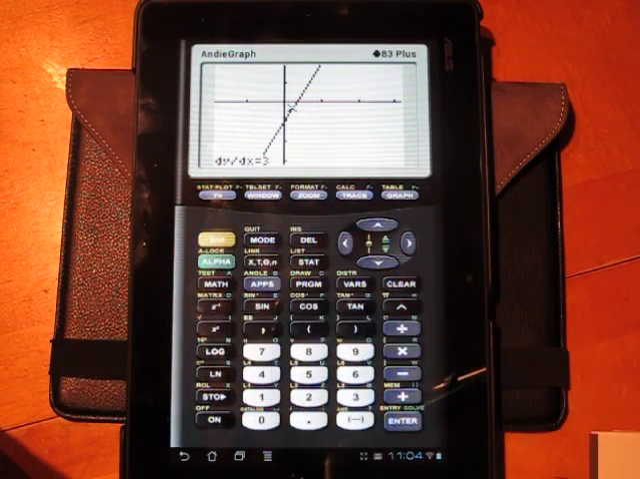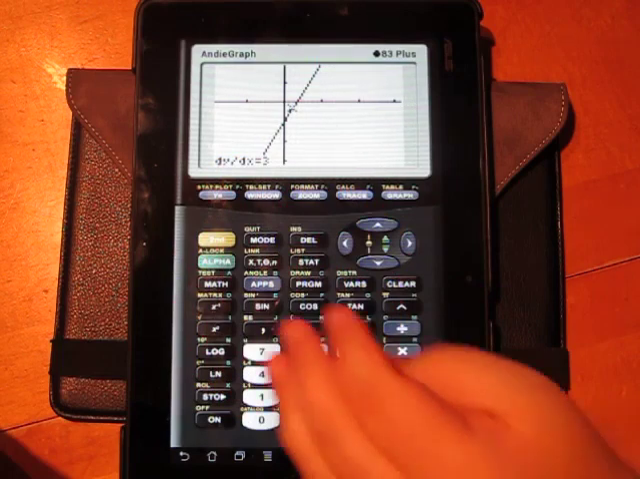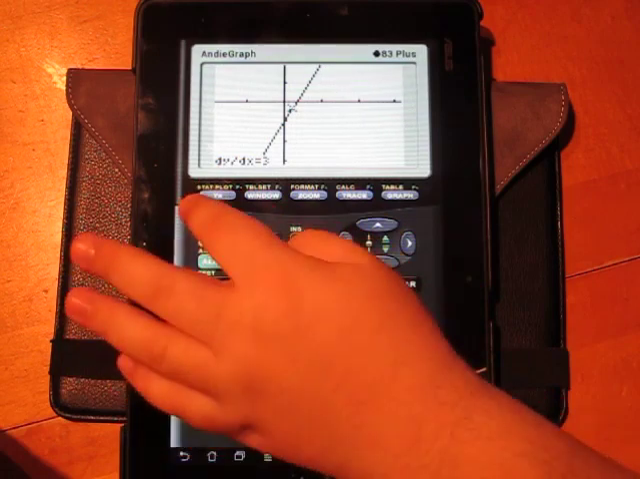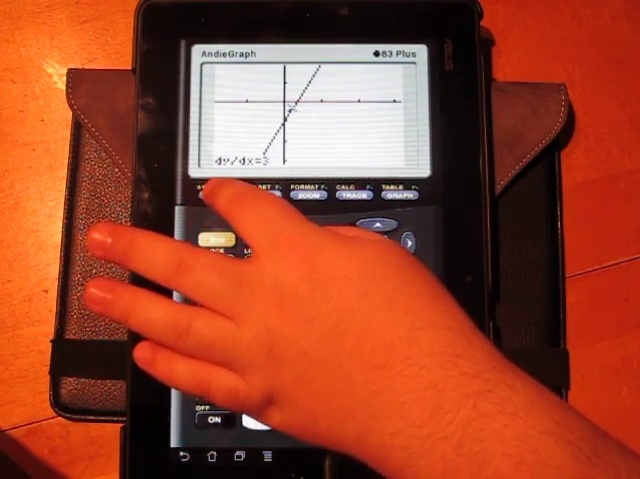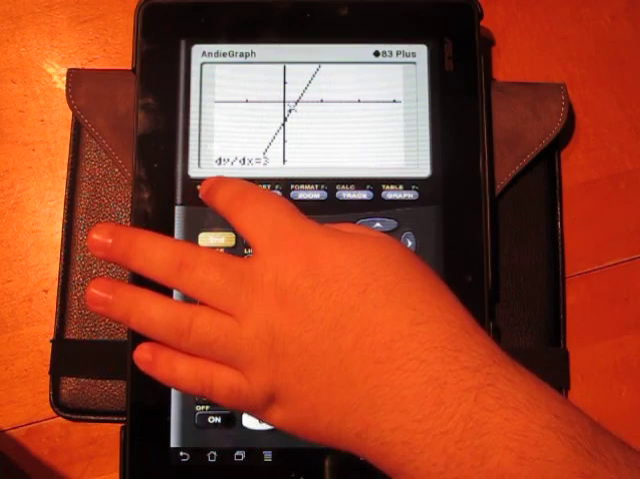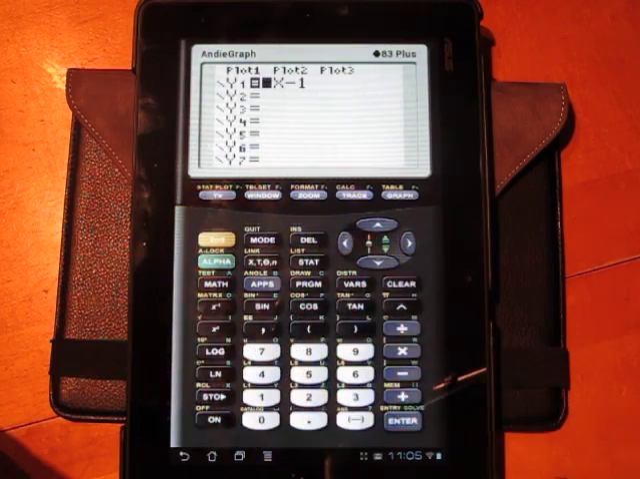Your slope is 3 at that particular point, which we already knew from our function, but sometimes it's useful in other functions that aren't straight lines, functions that have curves. You can find the slope at any one point in time. So that's a linear function.